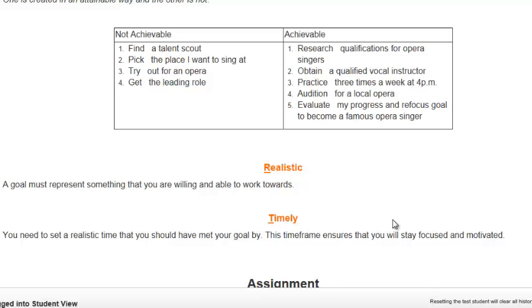Timely. You need to set a realistic time that you should have your goal met by. This time frame assures that you will stay focused and motivated. If I say that I want to become a famous opera singer in 3 months, and I don't have any experience or practice or any sort of knowledge, it would be extremely hard to do. But if I want to say that I want to audition for a local opera in 3 months, that's probably a pretty good goal. Because I'm not saying that I want to be lead necessarily, but maybe just a part of the opera in some way to learn more about it.